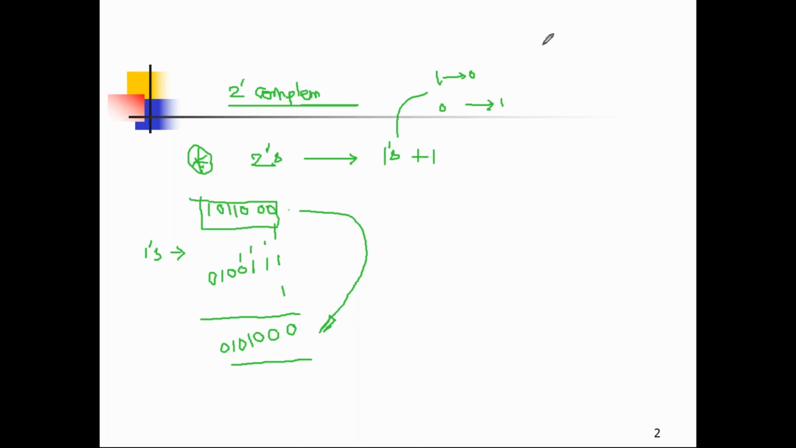What are the steps or procedure? First you have to take the one's complement and then add 1 to the result of the one's complement. That is the 2's complement. So, one more example: 1 1 1 0 0 0 0 1 0 0 0.